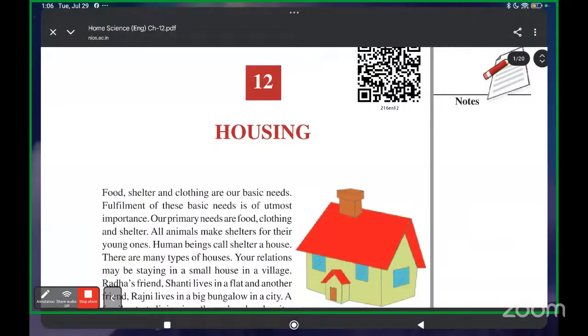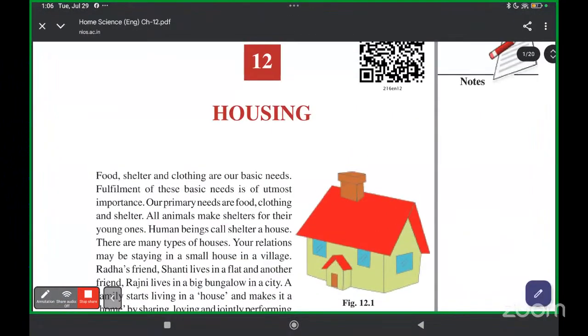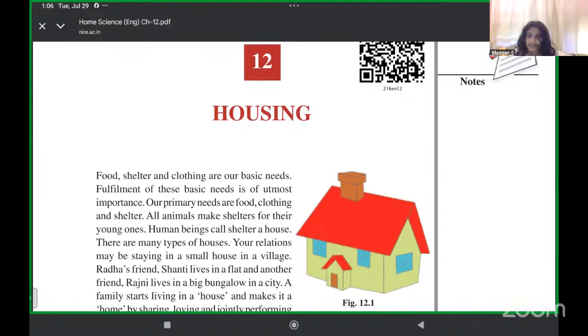Okay, we'll start chapter 2, housing. Oh, sorry, chapter 12, housing. Okay. Can you see it? Is the screen visible? Yes.